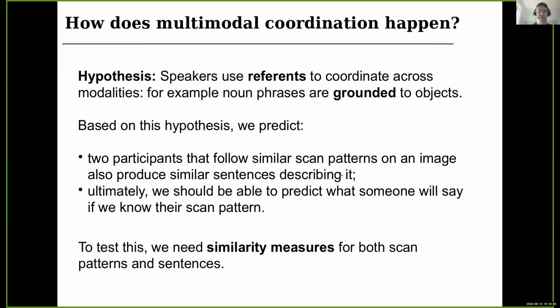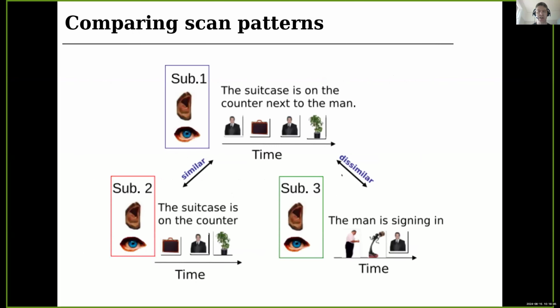And to test this, we need similarity measures for both the scan pattern and the sentence. I won't say a lot about the similarity measures now. This will come later in the talk, but just to make this general idea plausible, here's another diagram. We have our first subject here, and they are uttering a sentence, the suitcase is on the counter next to the man, and they're following a scan pattern here. So the sequence of objects is a scan pattern. This is subject one. Then we have another subject who might say the suitcase is on the counter, and they follow this scan pattern here. What we can see is that the sentences are similar and the scan patterns are similar.